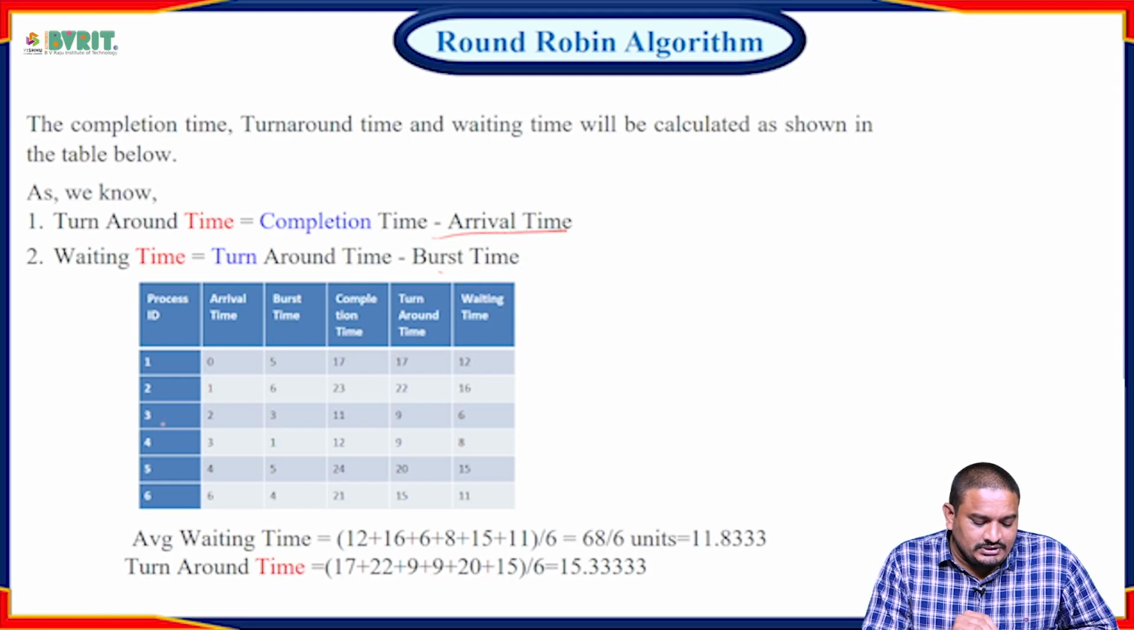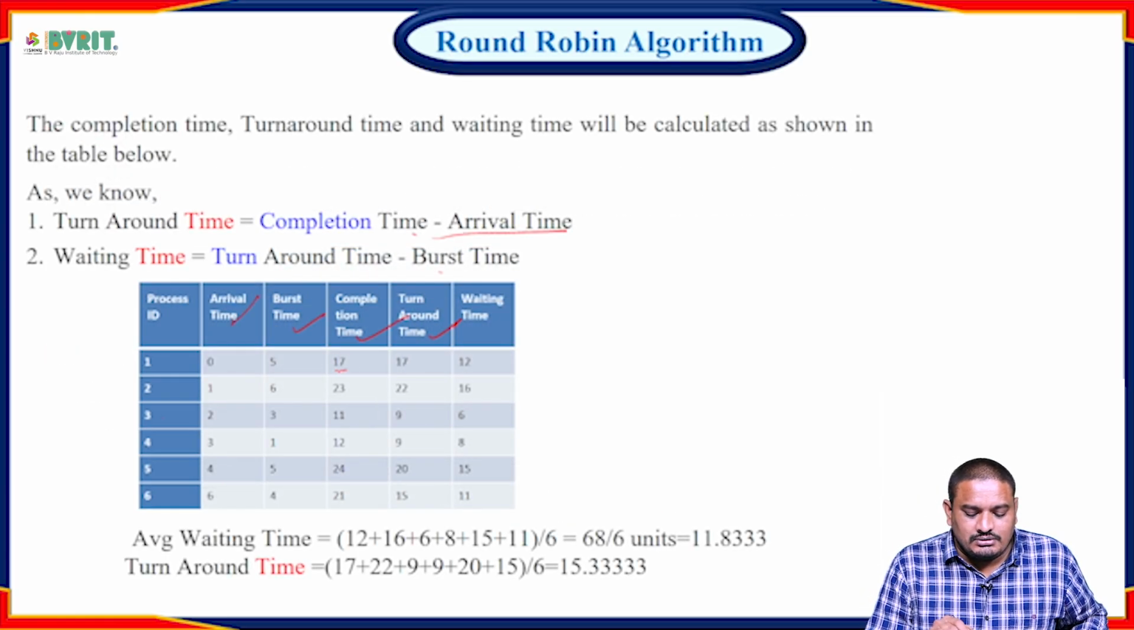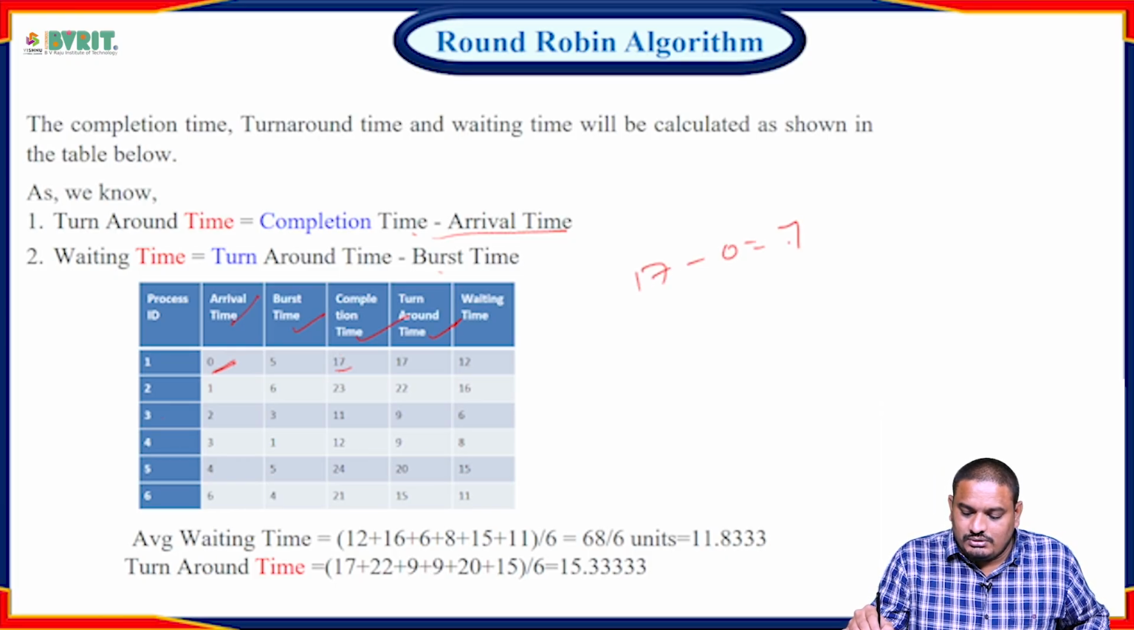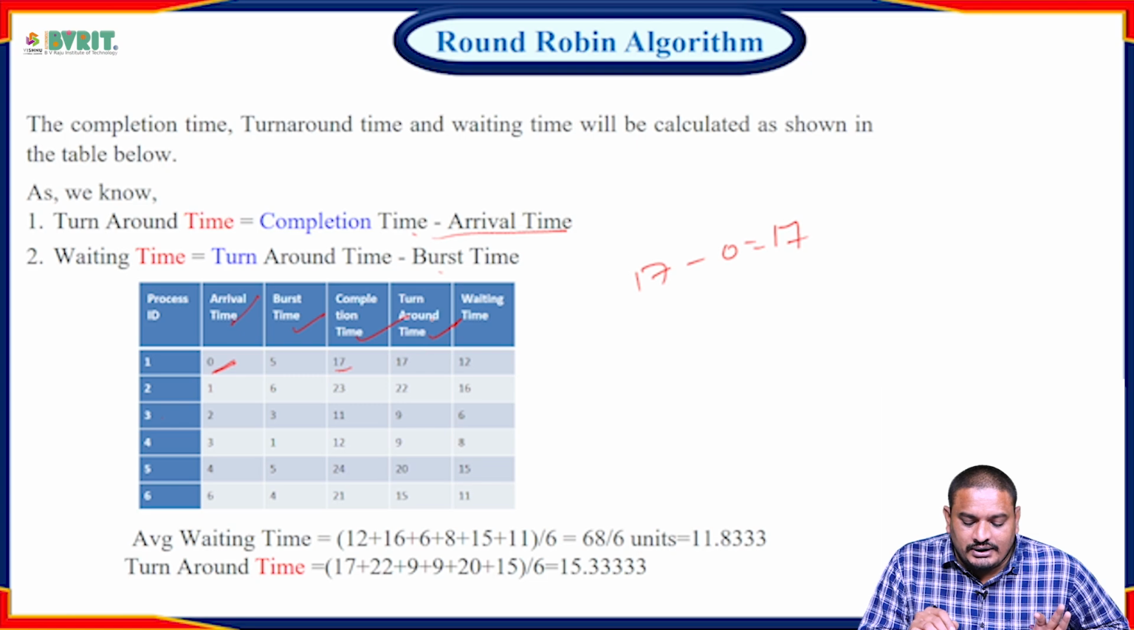For the processes P1, P2, P3, P4, P5, P6, the arrival time is already given in the problem, the burst time is already given in the problem, and the completion time and turnaround time will be calculated. How to calculate the completion time? The process P1 is completed at 17 units. So 17 units minus arrival time, 17 minus 0 equals 17, for process P1. Okay.